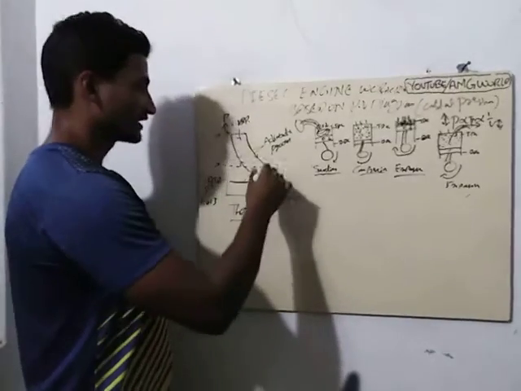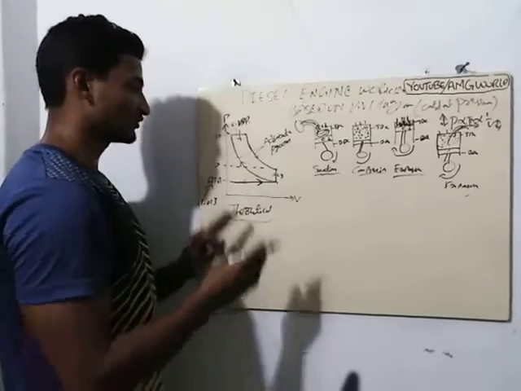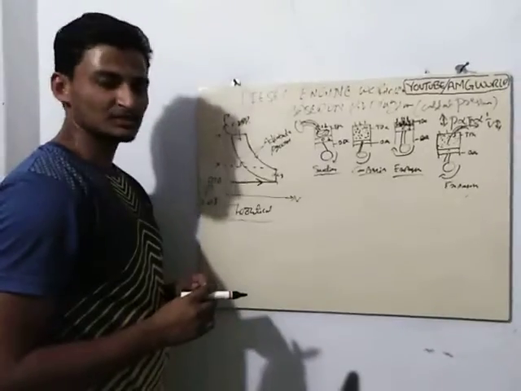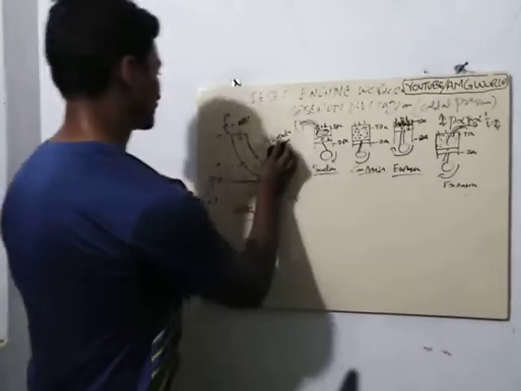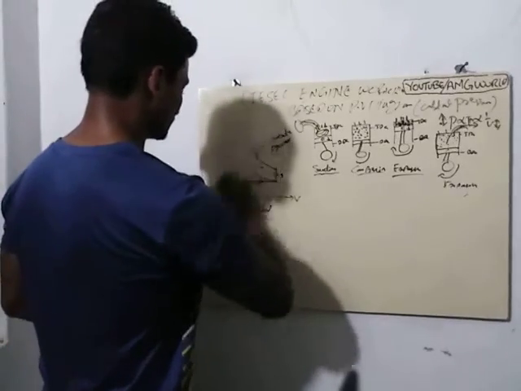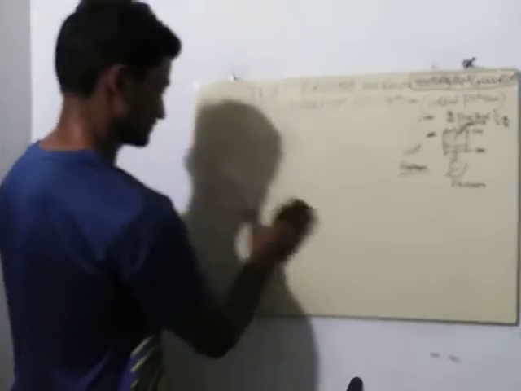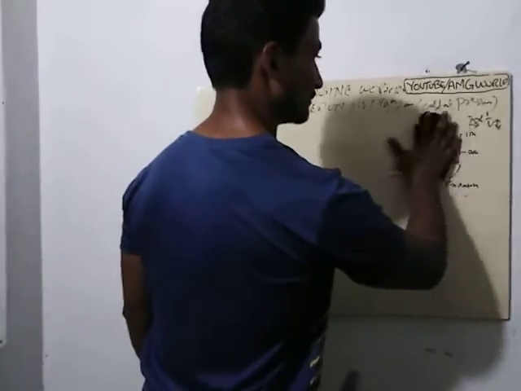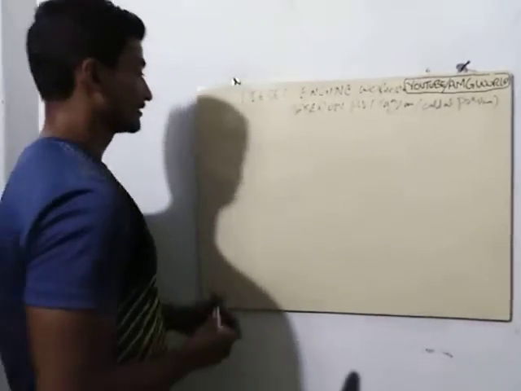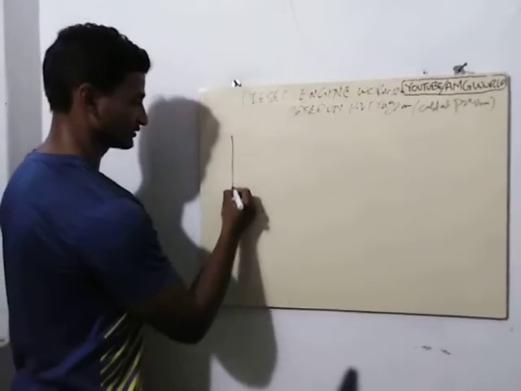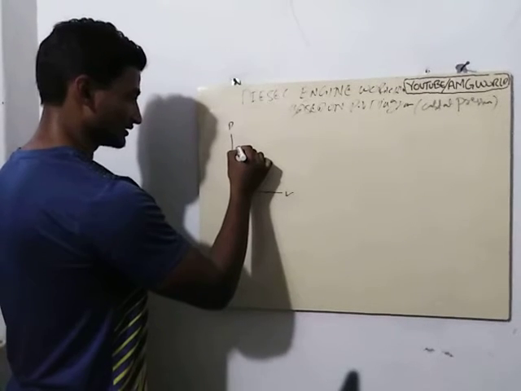So by seeing the PV diagram we can say that this particular working is a theoretical one, but the actual one, if we compare with this particular PV diagram, has a huge difference. So let's go to that one particularly now. So let me erase all the data. So here comes the PV diagram. Here comes the pressure, here comes the volume, and the diagram comes like this.